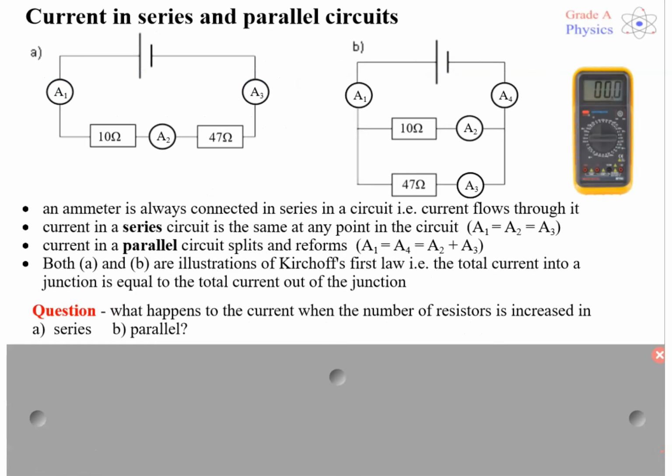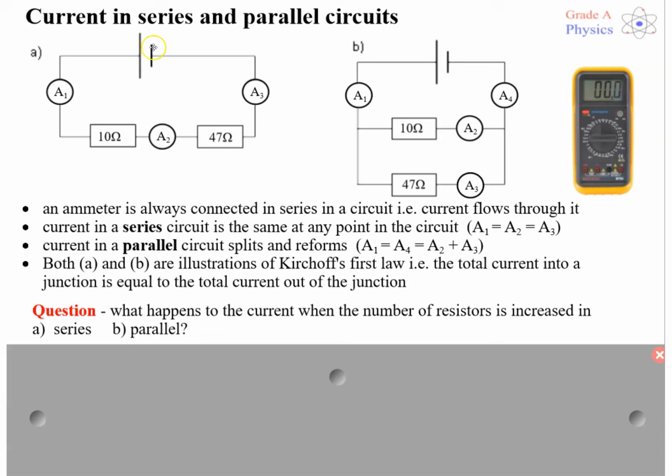Right, we're going to consider series and parallel circuits. Again, hopefully you've seen these before. A series is a single loop. A parallel is 2 or more loops. And we measure the current using an ammeter. There's lots of different types of ammeters. The ammeter must be connected in series.